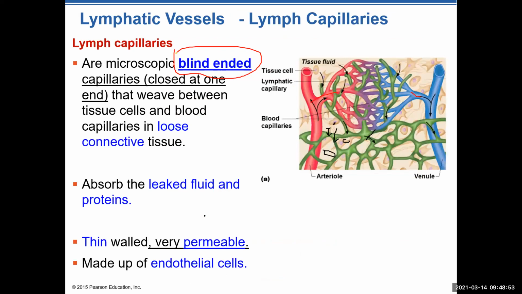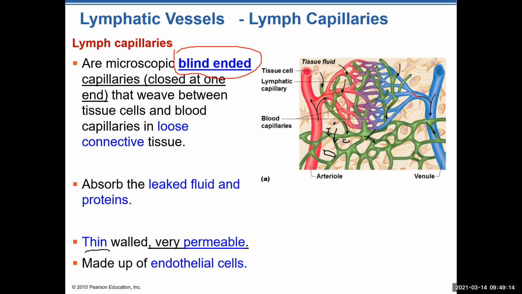So which one is more permeable, guys? Blood vessels or lymphatic vessels? Okay, very good.